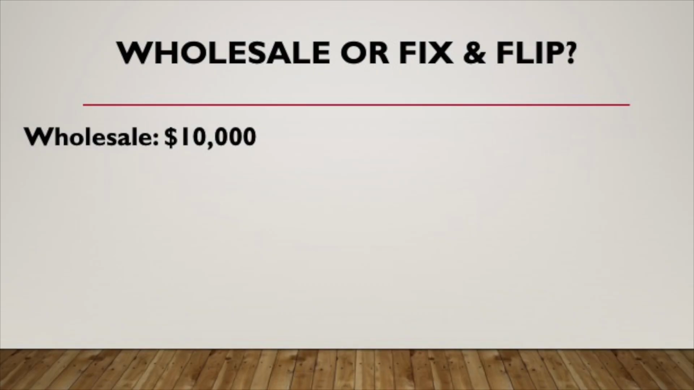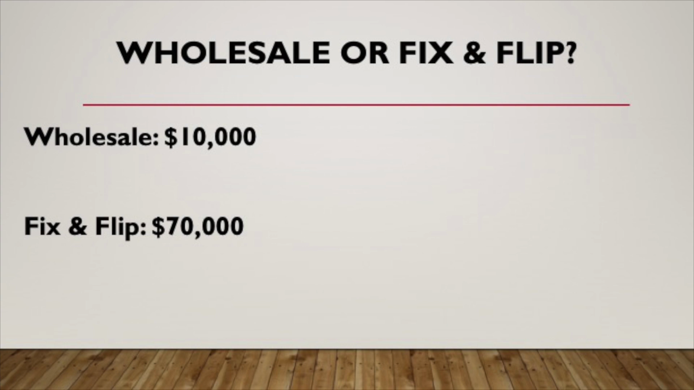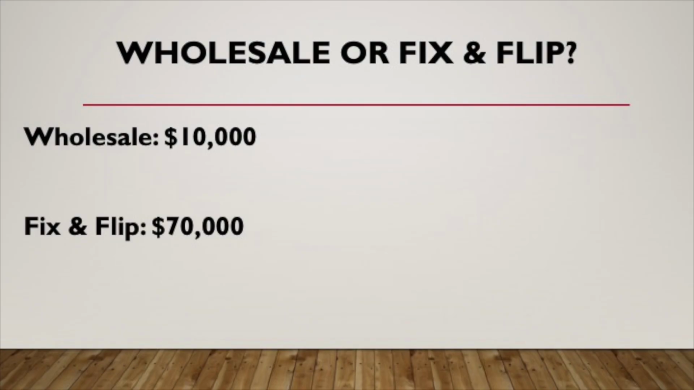For example, let's say that you get a contract with a seller on a great deal, and instead of wholesaling it for $10,000, let's say that you could feasibly buy it, fix it up, and resell it, and potentially make a $70,000 profit. Now, I say potentially because everything has to go right, and you keep your rehab on budget, and it sells for as much as you anticipated. But let's say it works out, and you can make $70,000 doing a fix and flip. Might that deal make more sense to fix and flip and make $70,000 instead of wholesaling it and only making $10,000? Now, there is no right or wrong answer.